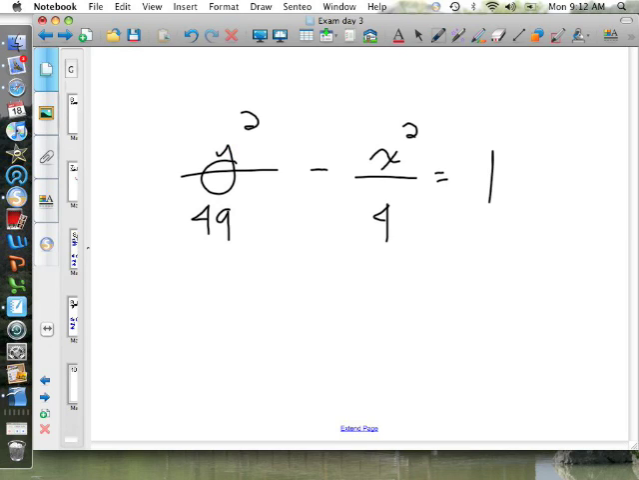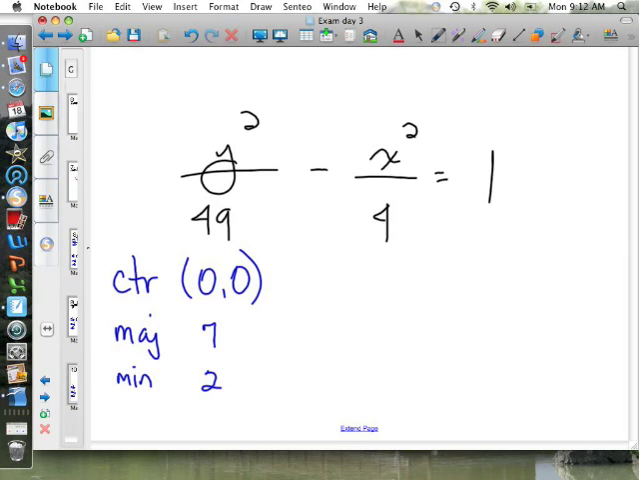What is this? Hyperbola. It's a hyperbola. Where's the center? Is your major axis the x or the y-axis? The y-axis. And the distance from the center to the edge of that is 7. And the distance from the center to the edge of your minor is 2. The graph of this would be going in this direction, because now y is your major axis.